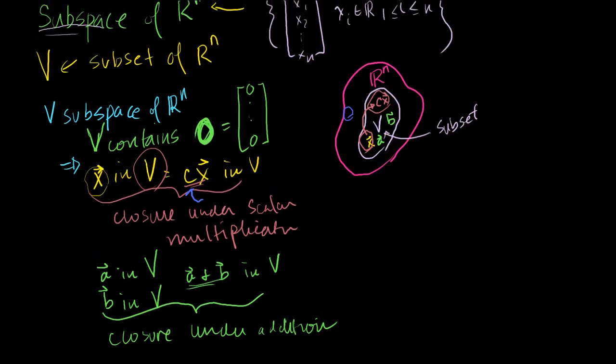So if I have a subset of Rn, so some subset of vectors of Rn that contains the 0 vector, and it's closed under multiplication and addition, then I have a subspace. So a subspace implies all of these things, and all of these things imply a subspace. This is the definition of a subspace.